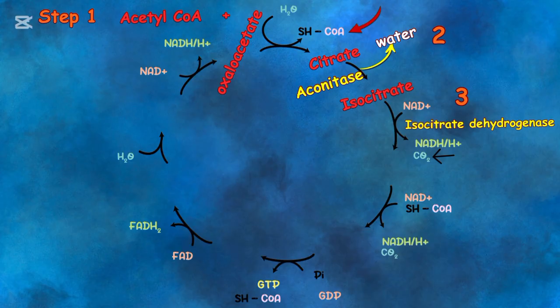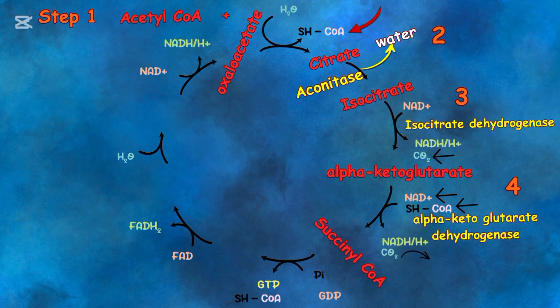In step 4, alpha-ketoglutarate is oxidized, releasing another molecule of carbon dioxide. Another NAD+ is reduced to NADH, and it binds to coenzyme A to form a 4-carbon succinyl CoA. This step is catalyzed by the enzyme alpha-ketoglutarate dehydrogenase.